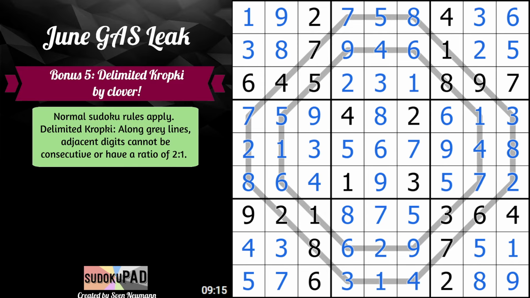But with all of that, that is the June Gas Leak. That is all 5 bonus puzzles. We will keep an eye out for the July Gas Leak.